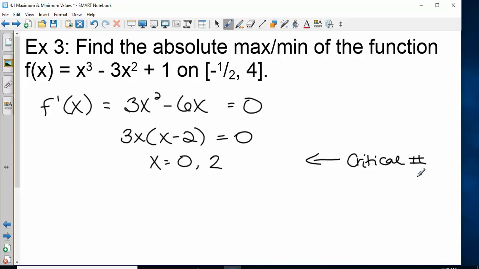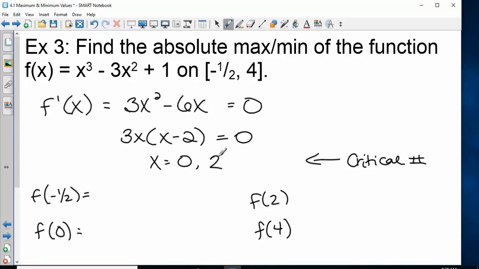So now, we are going to test our endpoints and these values. Our absolute maximum and minimum has to either happen at an endpoint or a critical number. So when I say test them, we are plugging them into the original. So if you put -1/2 into the original, what do we get out?